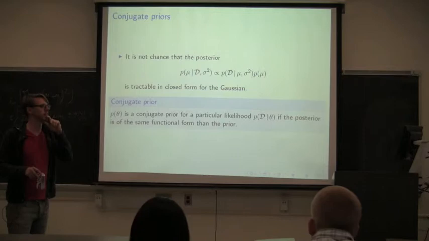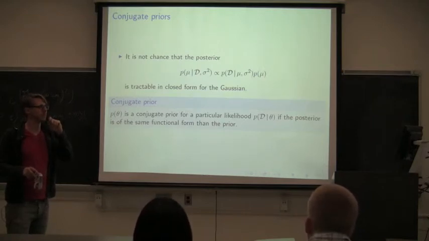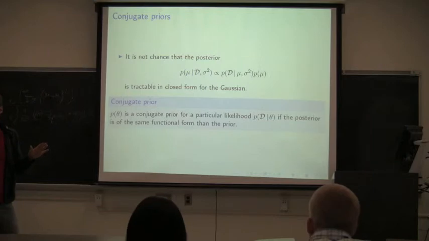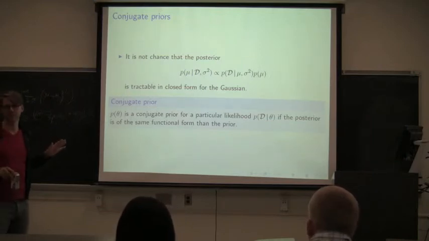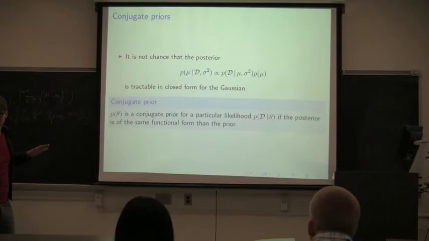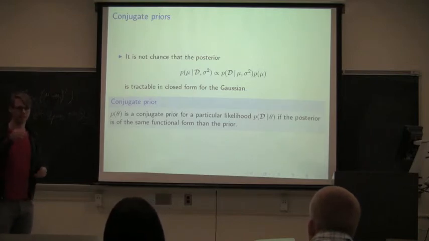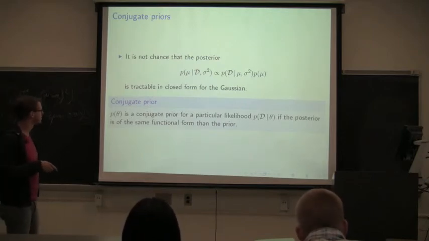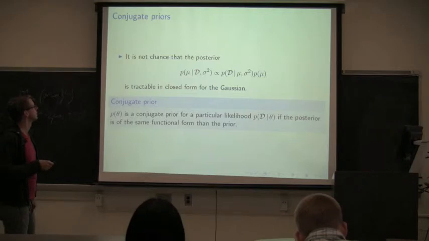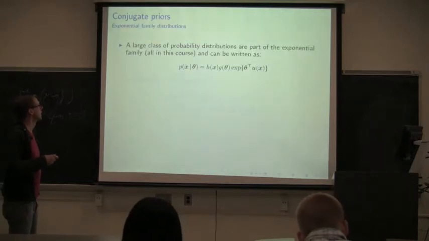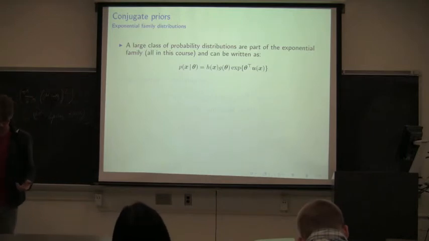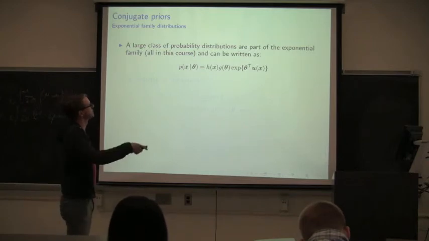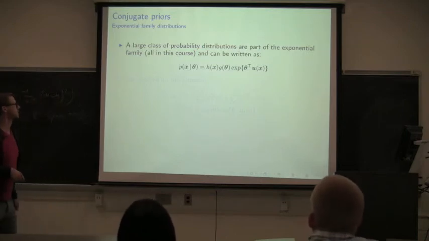Now, a conjugate prior might not necessarily be the best prior for a distribution. But it's usually the one that is easiest to use, and it's usually a sensible one. And there's a large class of distributions, namely the so-called exponential family, which are written like that.